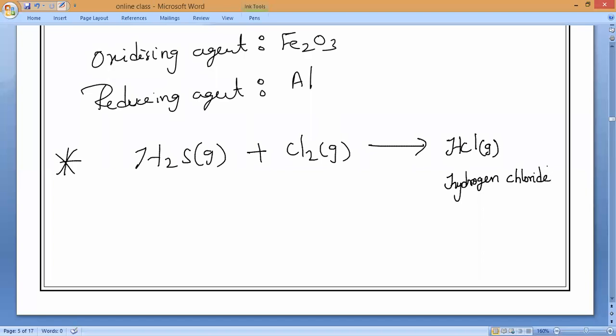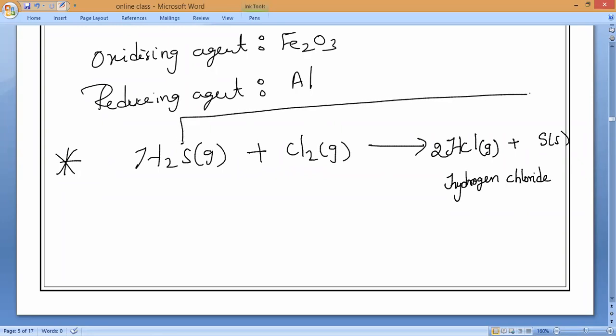It is actually in gaseous state. They will be liquefied into the liquid state of hydrogen chloride. Then they will dissolve in water. Then only it turns into what? Hydrochloric acid. Okay. Sulfur. Now you tell me, hydrogen sulfide turns into sulfur.